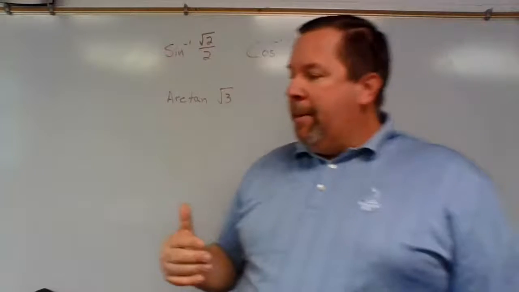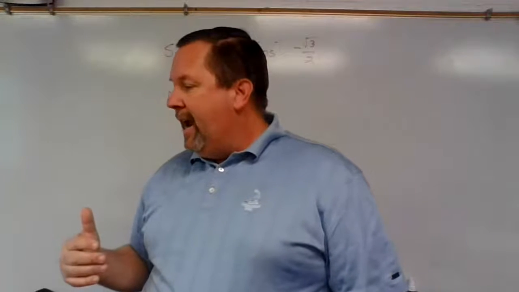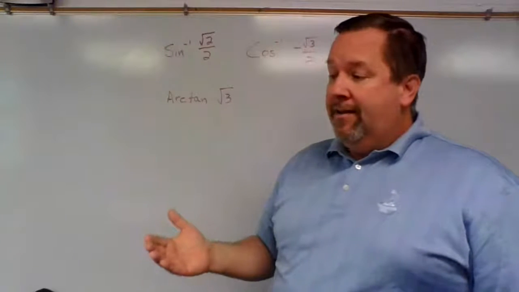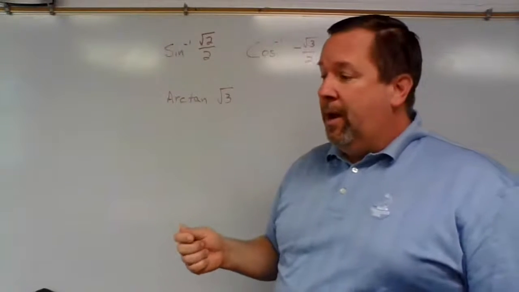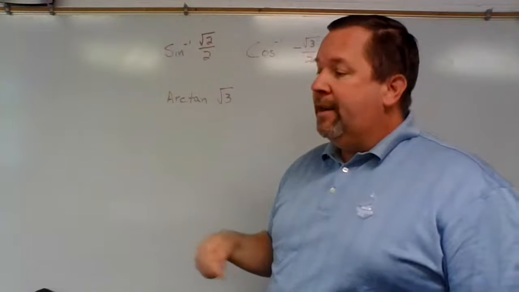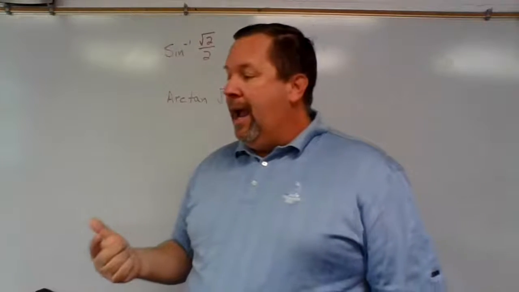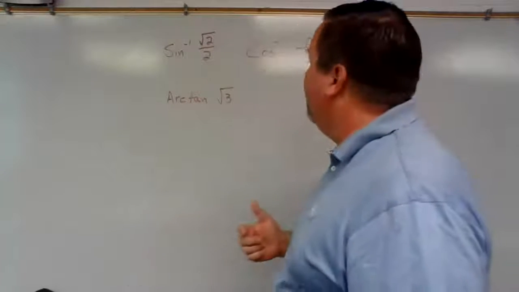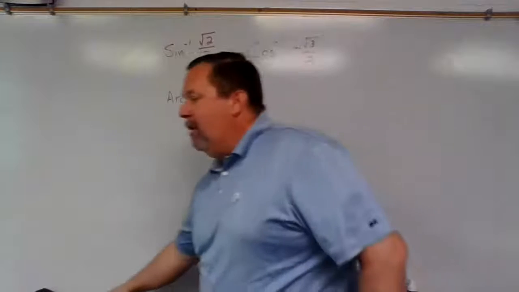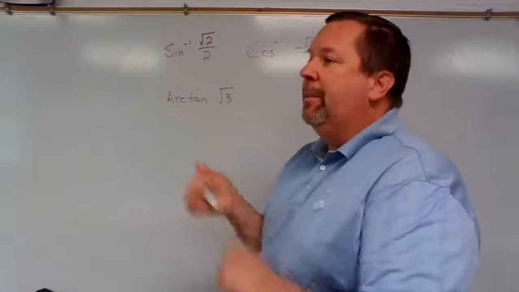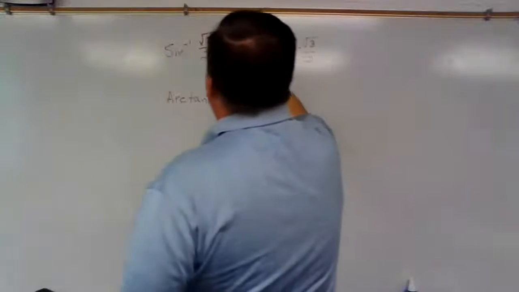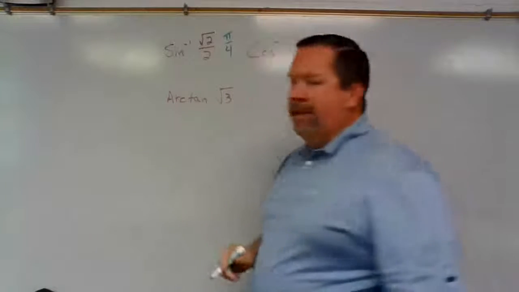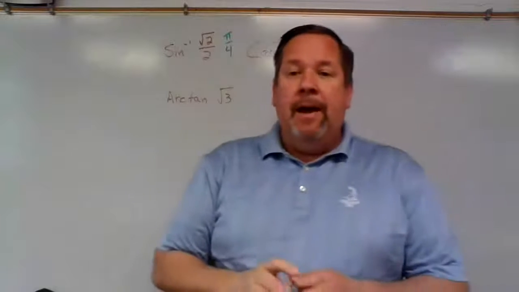So I'm going to look at my wheel and find where the sine value, which I know is the y value on the unit circle, is root 2 over 2. And if you do all that correctly, you find it pretty quick right at pi over 4. That's the angle, the only angle in the principal values that has a sine of root 2 over 2: pi over 4.